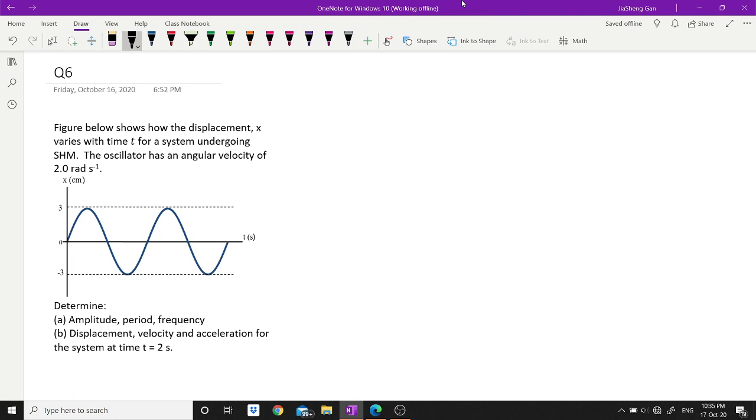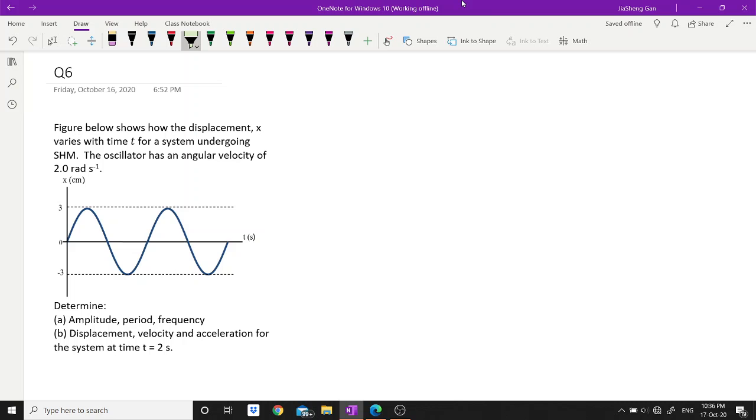Hi everyone, so this is question 6. Let's have a look at the question. It says here that these figures below show how the displacement varies with time for a system undergoing SHM. So the position of the body changes as time passes. How it changes with time is being illustrated in this figure here.